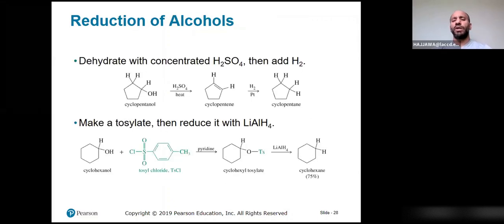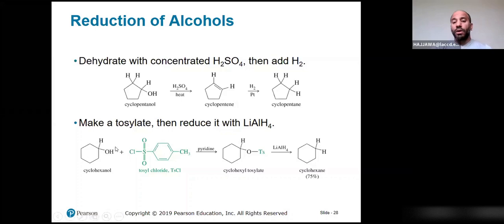So here's some examples. If my interest is to go from the alcohol, cyclopentanol, all the way to the cyclopentane, what is that? That's reduction. Well, there is one way, which is elimination, E1, to give me the alkene, and then reduce the alkene using hydrogenation conditions, catalytic hydrogenation, which is H2 over platinum, nickel, or palladium. That will give me the cycloalkane. There is another way that's even better in terms of yield.